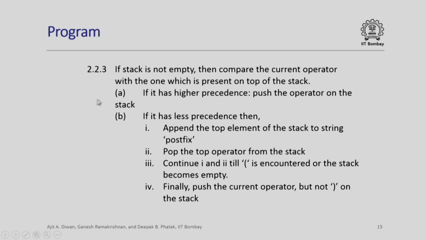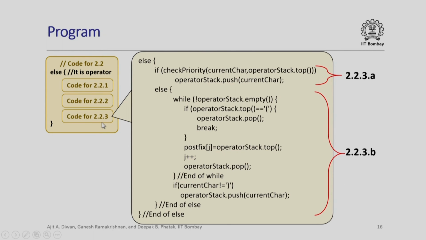For your benefit, we have repeated the logic of 2.2.3 in words, which was already included in the earlier explanation. Let us very quickly go through it. If the stack is not empty, then I have to compare the current operator with the one present on top of the stack. If it has a higher precedence, push the operator on the stack. If it has less precedence, then append the top element of the stack to the postfix string, pop the top operator out, and continue this till you encounter an opening parenthesis, and finally push the current operator, but not the closing parenthesis, on the stack. So, this is the logic implementation.